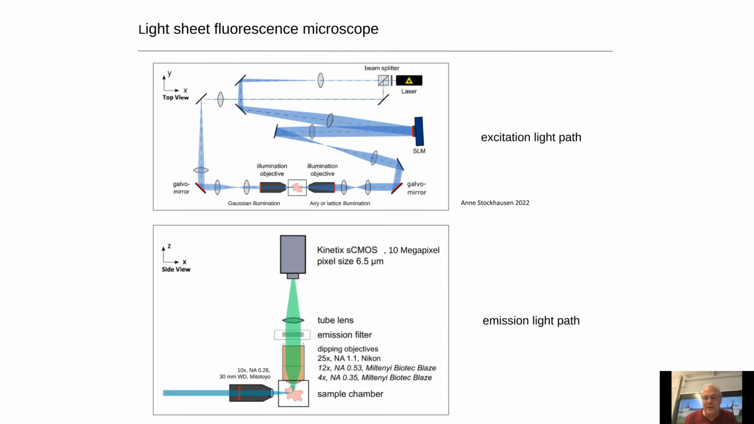We have the option to use several objective lenses. We have a dipping system, and we have one home-built system, which is used for very high resolution experiments and for experiments with a lower resolution where we need a higher data throughput. There we use a Blaze from Miltenyi Biotec.